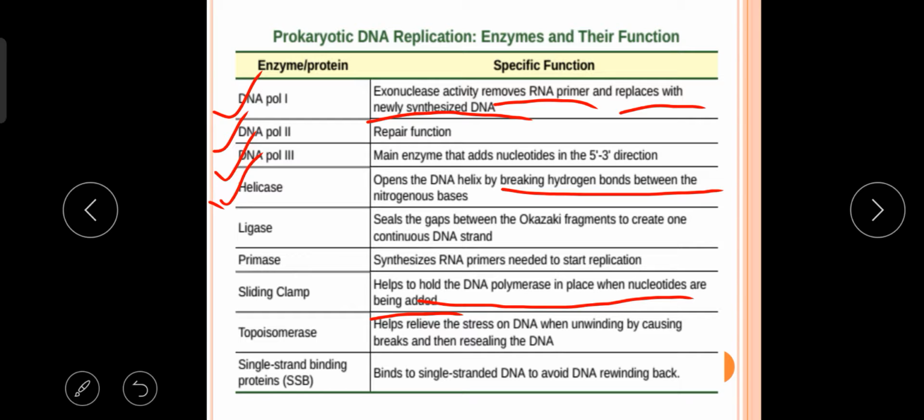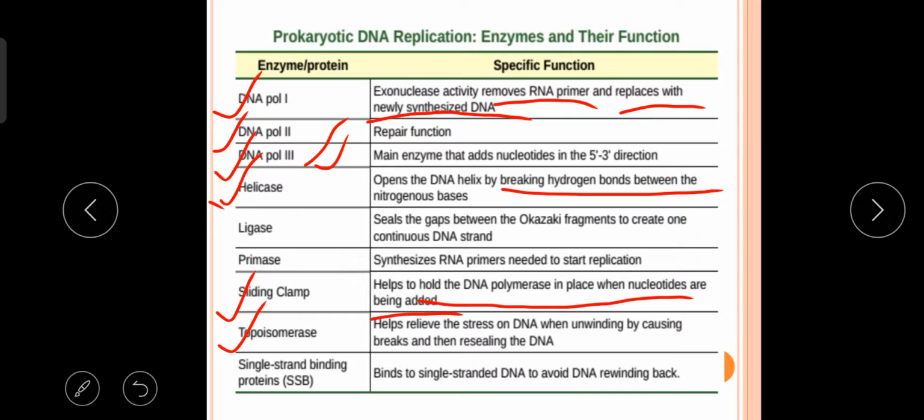That means the DNA polymerase 3 enzyme, the third one, polymerizes the nucleotides in a long chain. During this process, the sliding clamp holds the DNA polymerase enzyme in place on the DNA strand. Now the next one is the topoisomerase. The topoisomerase enzyme relieves the stress, or you can say the tension, in DNA.